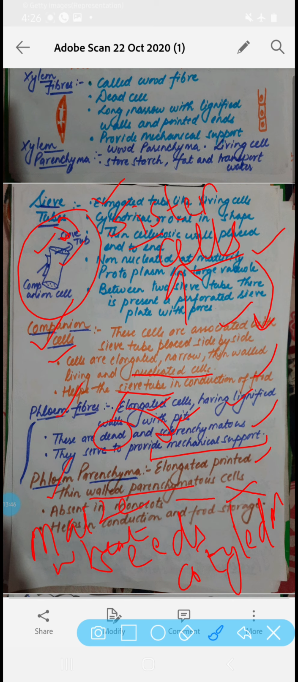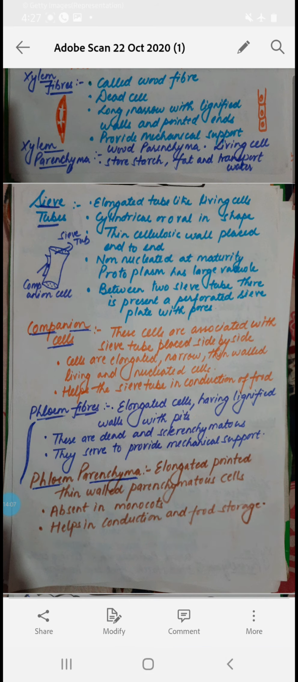They all are monocots, so they don't have phloem parenchyma. So this phloem parenchyma helps in the conduction and the food storage. So it does two jobs: one, it will help in transporting food, and secondly, it will also help in storing food. So this was all about the complex permanent tissue.